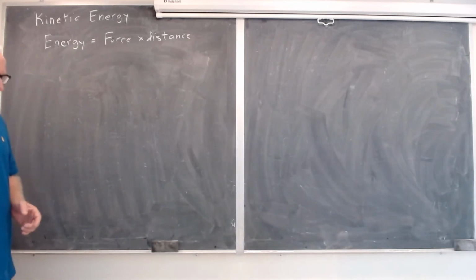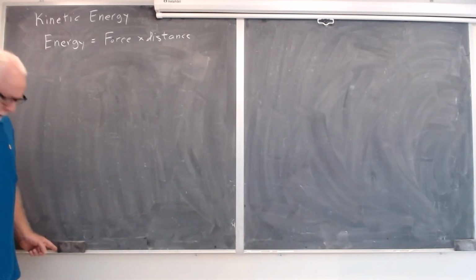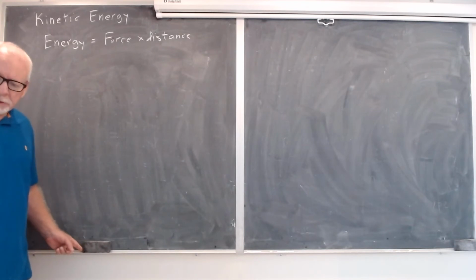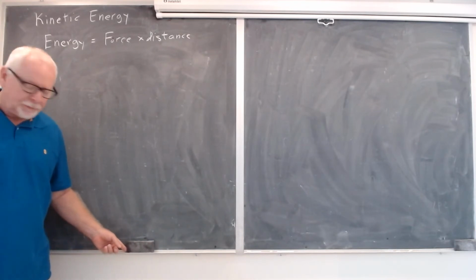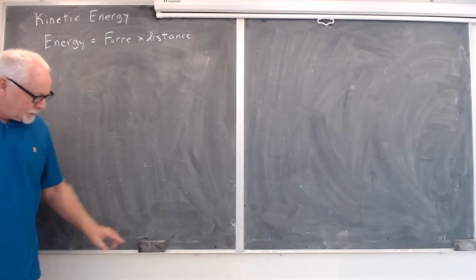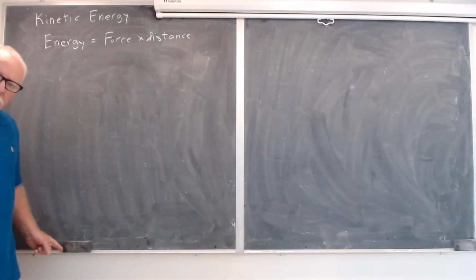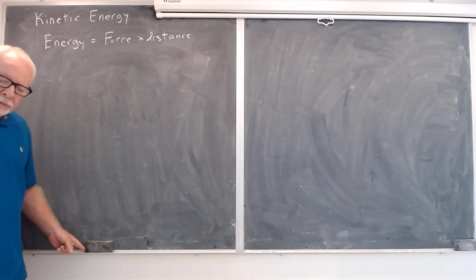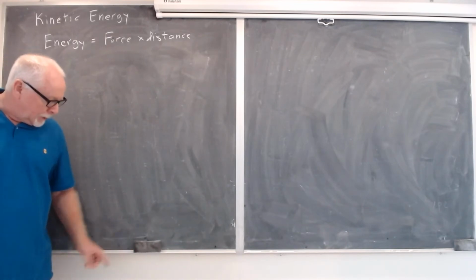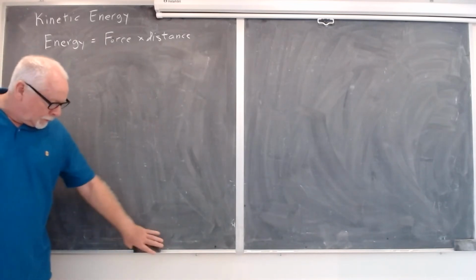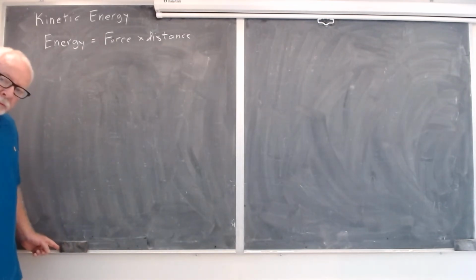Now, in the case of this eraser being pushed at a constant velocity, its kinetic energy is not changing, because kinetic energy goes up with velocity. And so where is that energy going? As I'm doing this, I'm expending energy. It has to go somewhere. Well, where it's going is in heating the blackboard and the eraser due to friction.